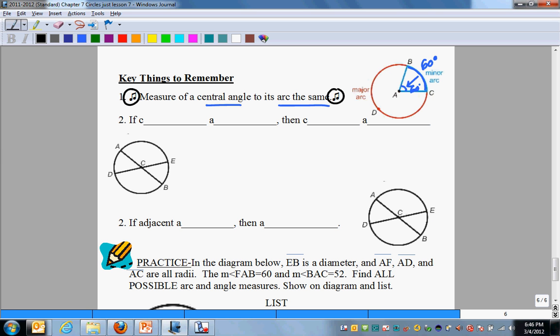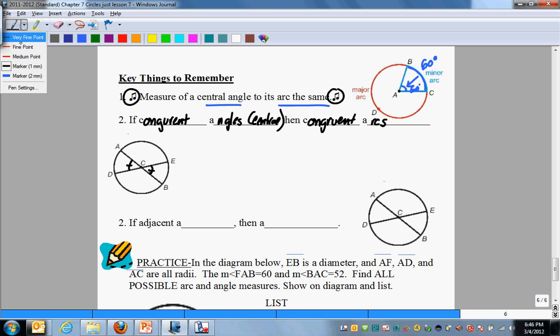The next one you need to know is that if you have congruent angles, we're talking specifically about the central angles, then you also have congruent arcs. If you have congruent angles, then you also have congruent arcs, and vice versa.